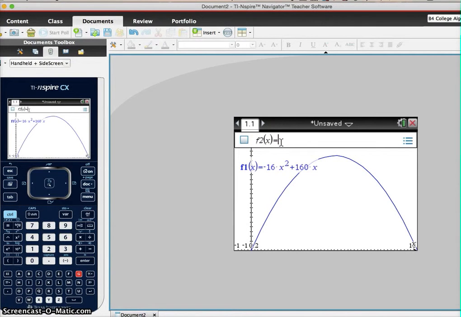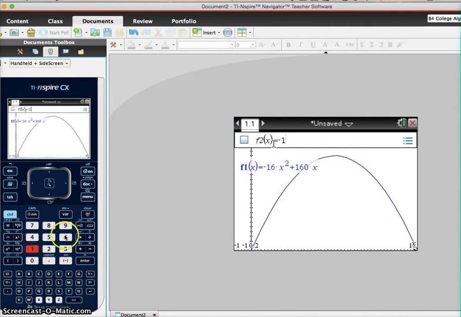Now, this time, what I want you to do is enter the same function, but instead of just stopping at 160x, you're going to plug in that plus 200. So it's going to be negative 16 x to the second power plus 160 times x, and then it's going to be plus 200 because that's how high the building is that we're launching the rocket from.